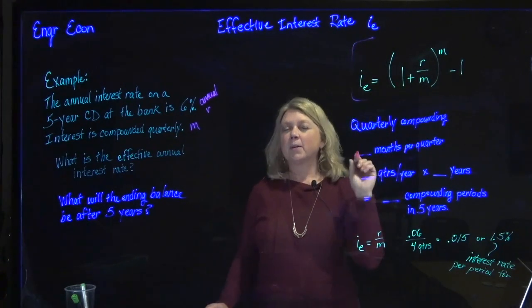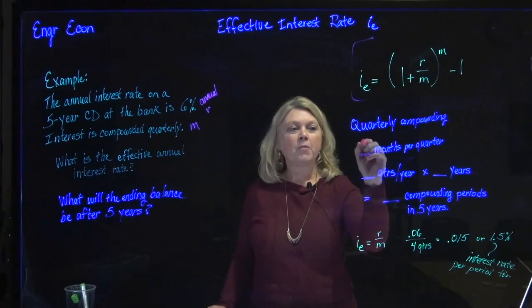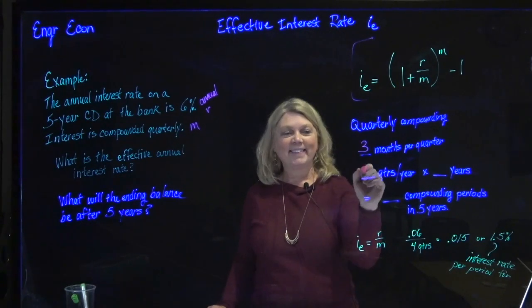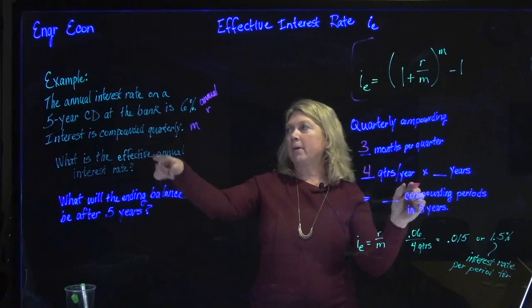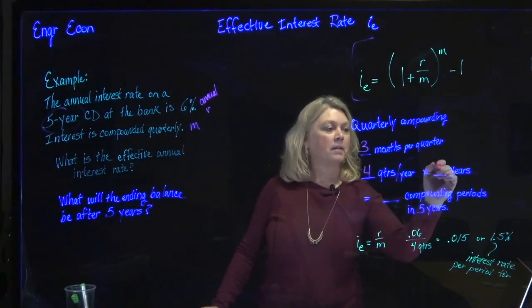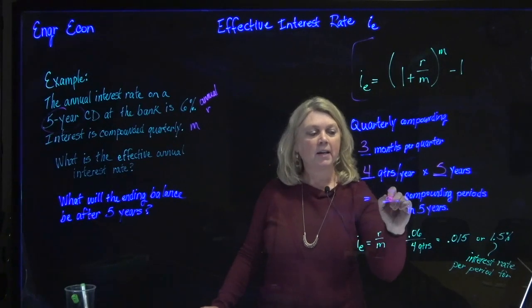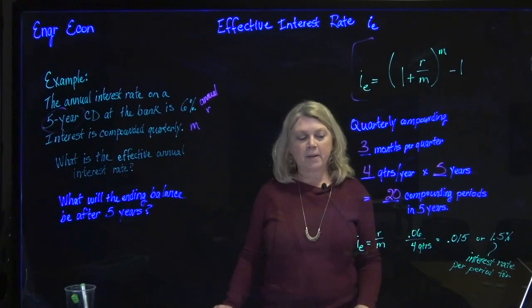Quarterly compounding, let's think about that for just a minute. How many months are in a quarter? 3. How many quarters are in a year? 4. And how many years in this particular problem? 5 years for the investment. So 4 quarters times 5 years equals 20 compounding periods in the entire life of this investment.